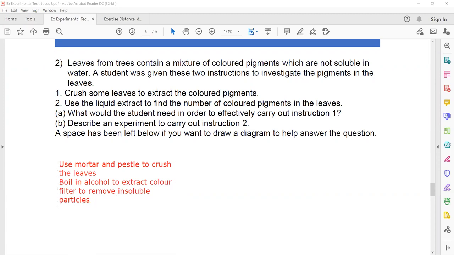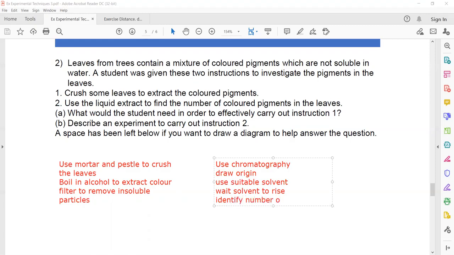Then how can we identify how many colored pigments are there? So for that purpose, we can use chromatography. Then draw origin with pencil. Then use suitable solvent. Not water, you cannot mention water. As I mentioned, it is insoluble in water. Then wait for solvent to rise. Then identify number of spots on chromatogram to know number of colored pigments in green leaves.